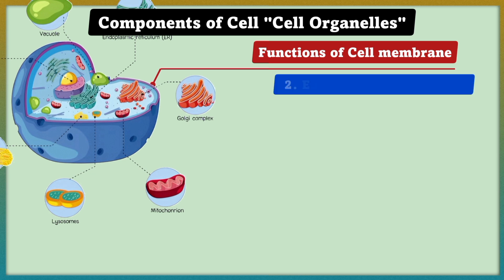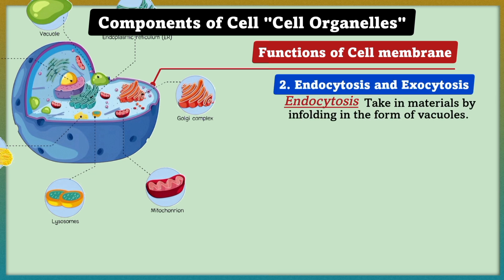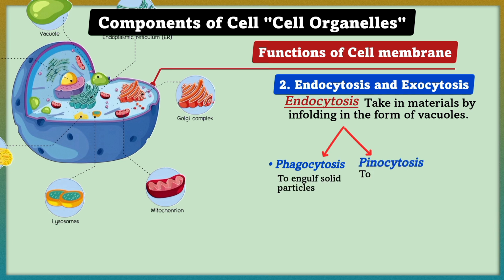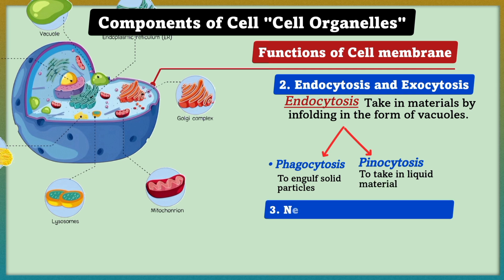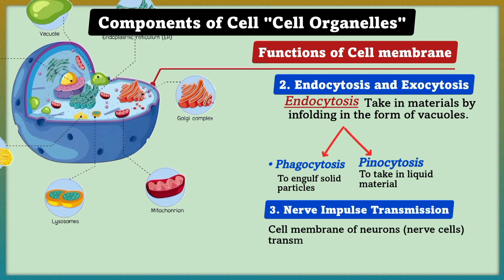In many animal cells, the cell membrane helps to take in materials by infolding in the form of vacuoles. This type of intake is termed as endocytosis, which can be either phagocytosis, which means to engulf solid particles, or pinocytosis, which means to take in liquid material. In neurons or nerve cells, the cell membrane transmits nerve impulses from one part of the body to the other to keep coordination.